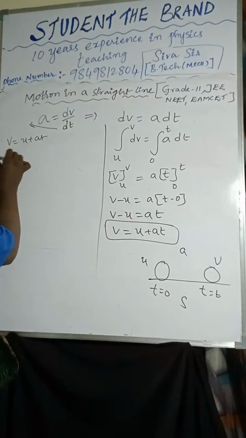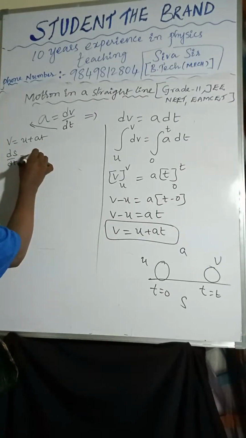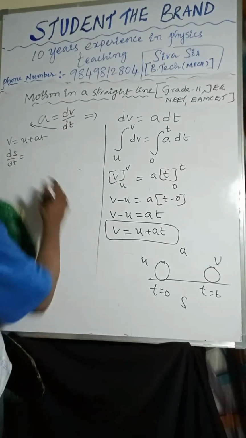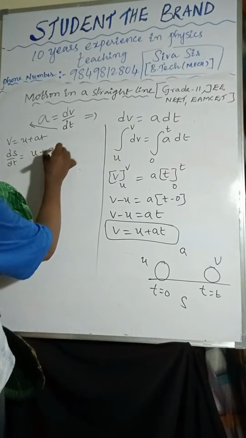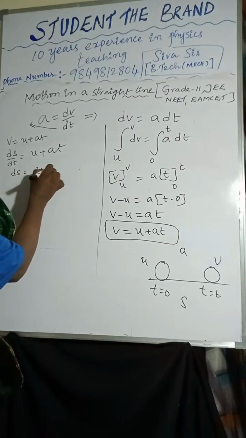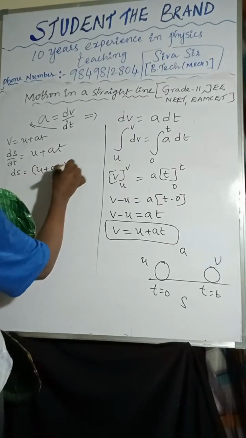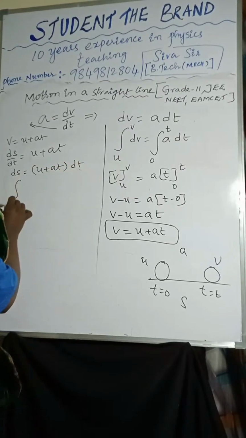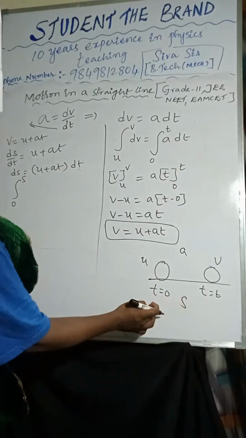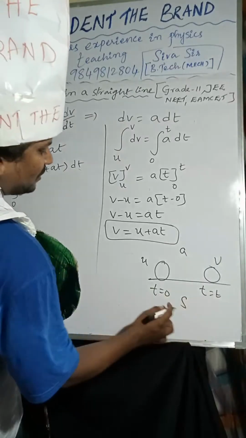Velocity is the derivative of distance with respect to time. So ds by dt equal to initial velocity plus at, that is, ds equal to u plus at into dt. Now take integration. In this case, the distance travelled is 0 to s only, right? From here to here.